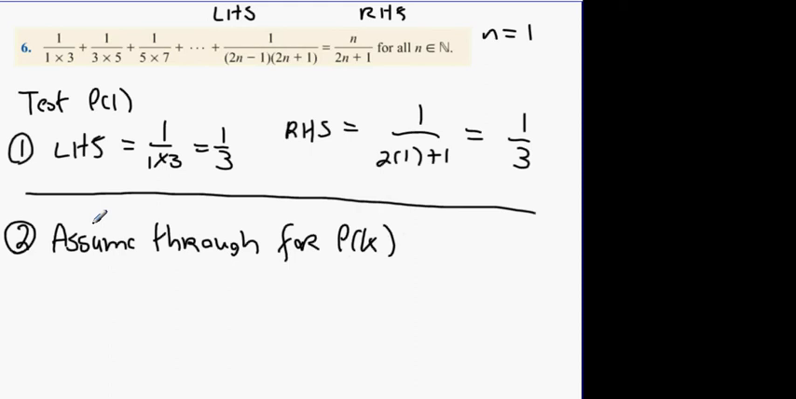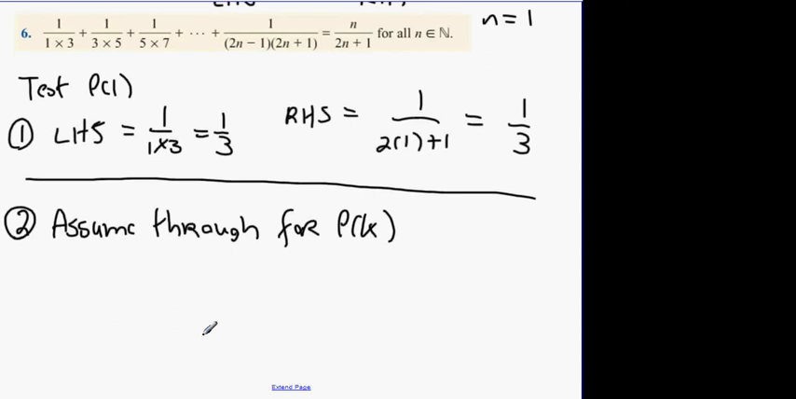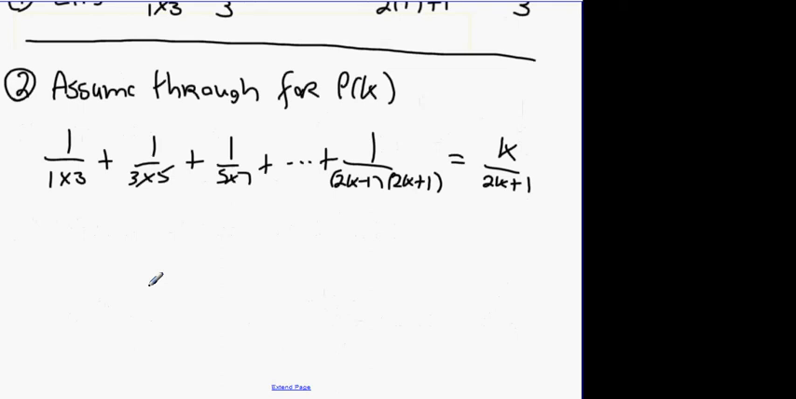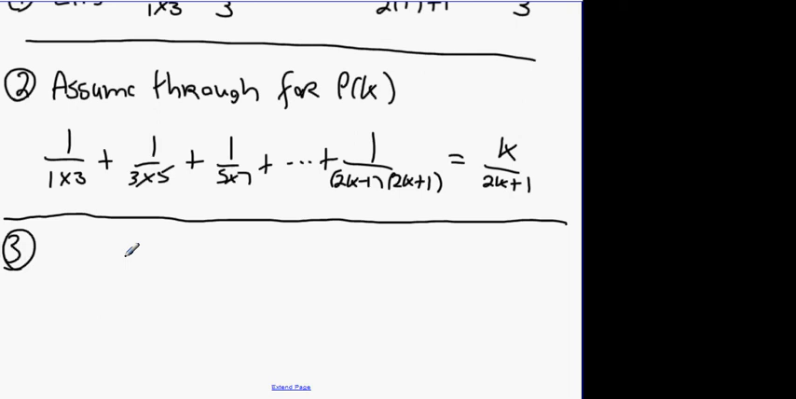Assume true for P of k. Now, in P of k, what we're going to see is 1 over 1 multiplied by 3 plus 1 over 3 multiplied by 5 plus 1 over 5 multiplied by 7, plus dot dot dot plus 1 over 2k minus 1 times 2k plus 1. That will all equal k over 2k plus 1. Now, we're going to have to test for P of k plus 1.